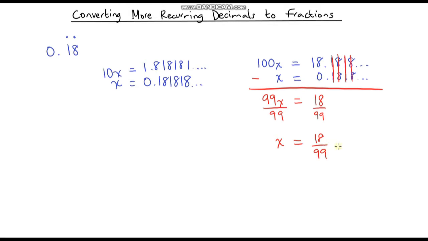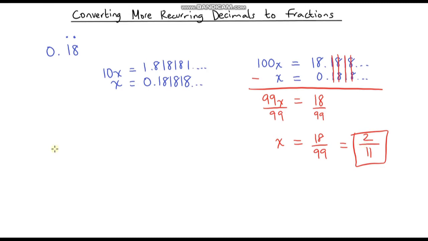Now we haven't quite finished because we can simplify this. I can see that 18 and 99 are both divisible by 9. So 18 divided by 9 is 2, and 99 divided by 9 is 11. So our answer, which is fully simplified, is 2 11ths.